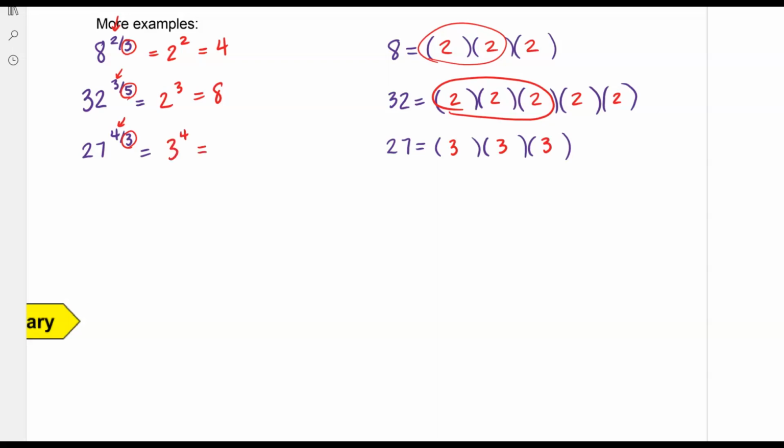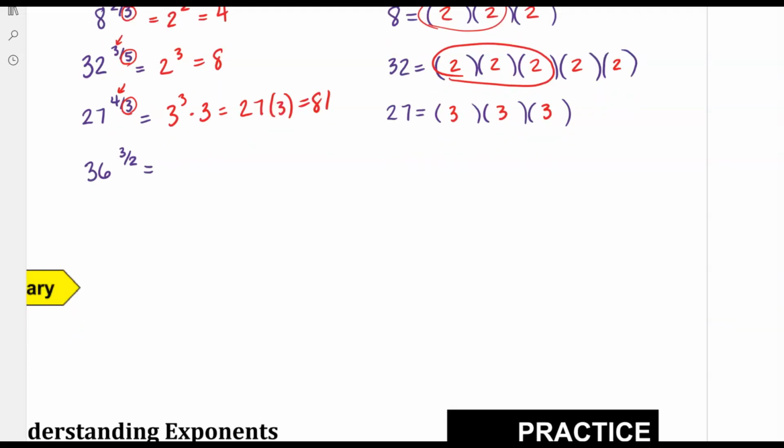And I know 3 to the 3rd power is 27, so maybe I'll write it this way. I want all of those, and then I want another factor of 3, because I want 4 factors of 3 altogether. So that's going to be 27 times 3, which is 81.